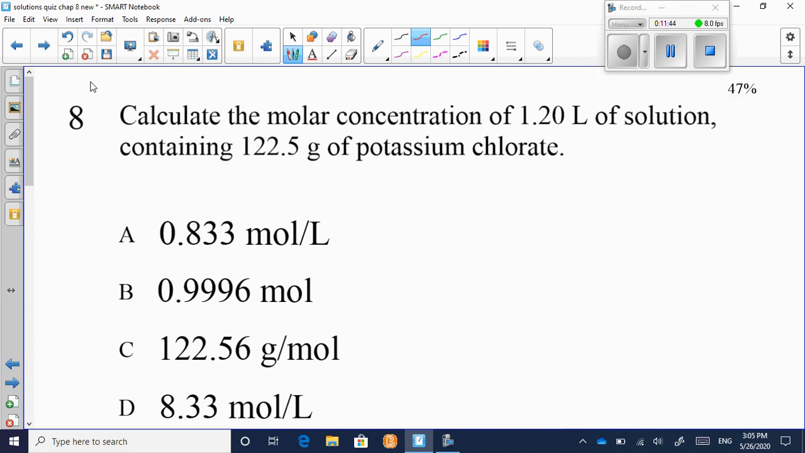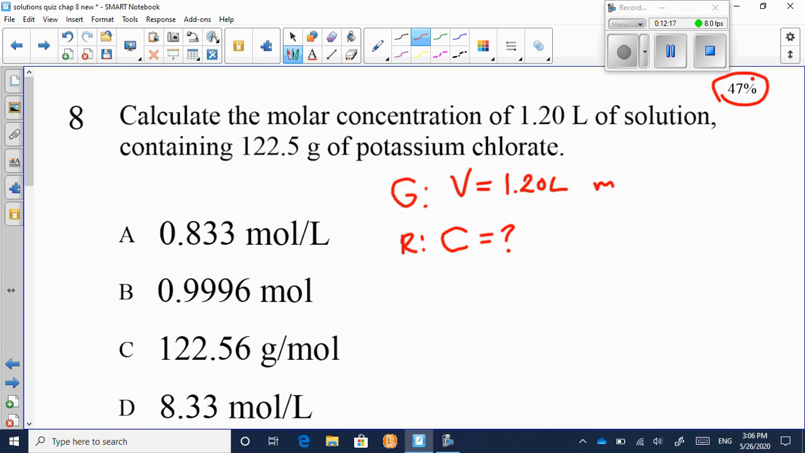All right. This one, only 47% got it correct, so let's spend some time on this. It says, calculate the molar concentration. So here we go. Given, required. Calculate the molar concentration. So molar concentration, capital C, is the question mark, of 1.2 liters of solution. So we've been given a volume of 1.20 liters containing 122.5 grams.